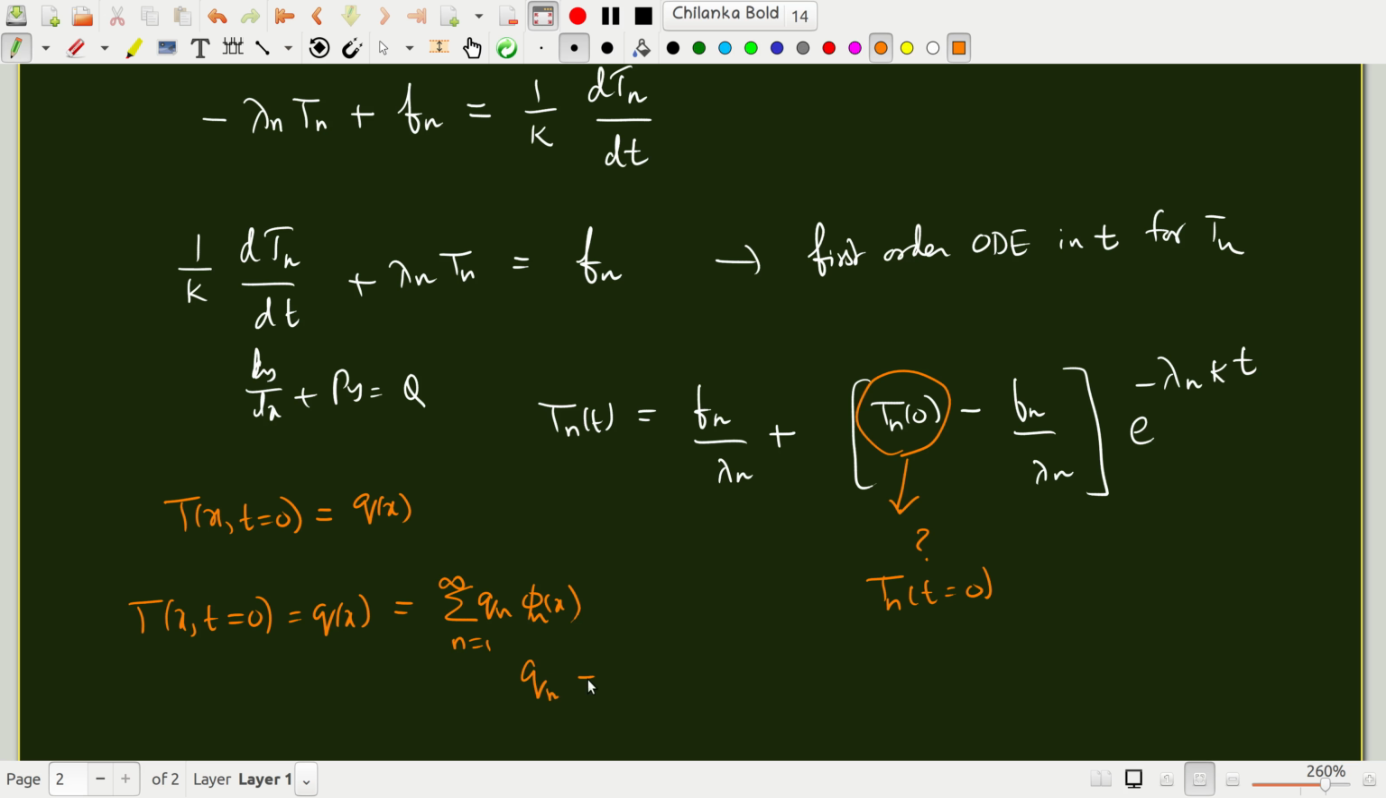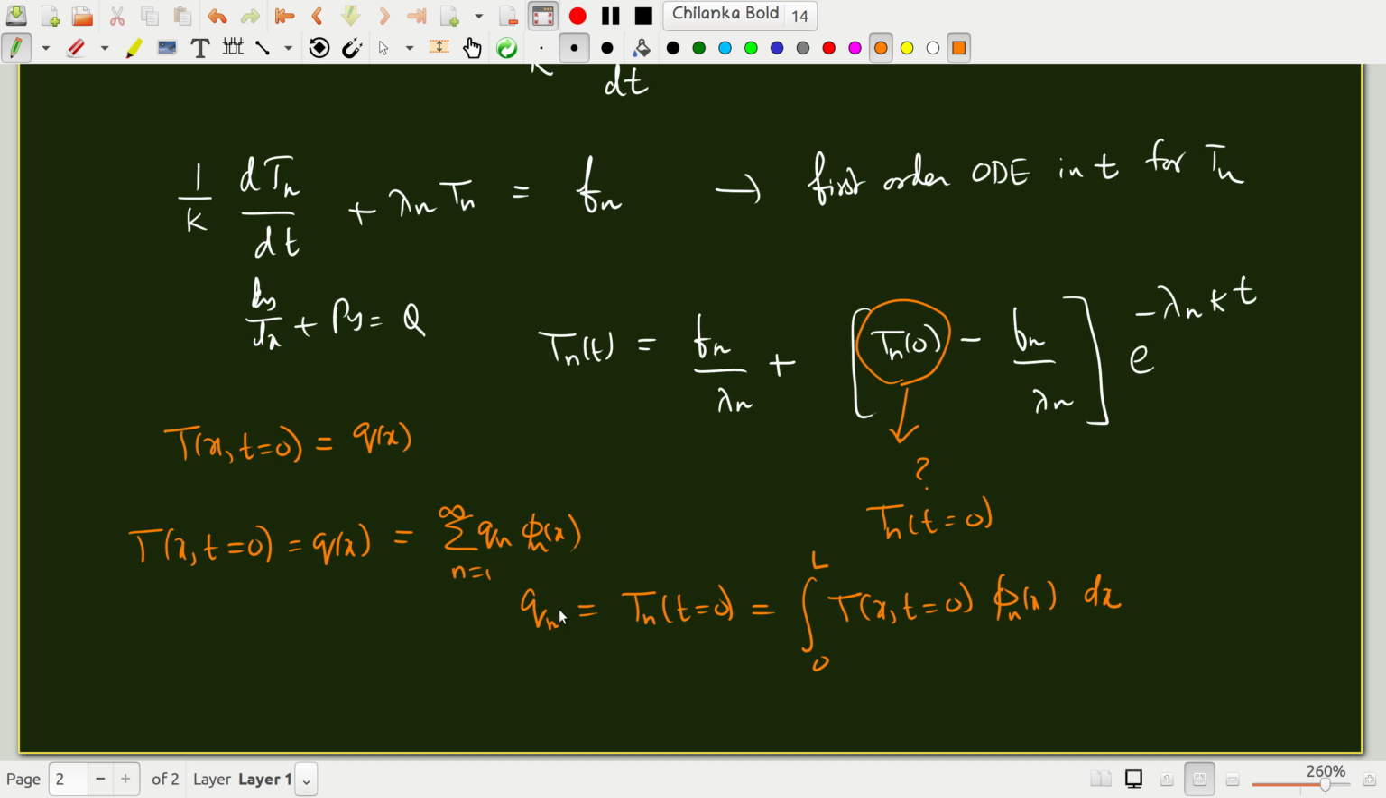So qn, which is Tn at time t equal to 0, is the integral from 0 to L. How will you find this? Again by orthonormality: T of x at time t equal to 0 times phi n of x dx. That is qn, and this is the same thing that occurs here, so this is known to us. Once the initial condition is known, you can take the inner product with phi n to get either Tn at time t equal to 0 or what we call qn.